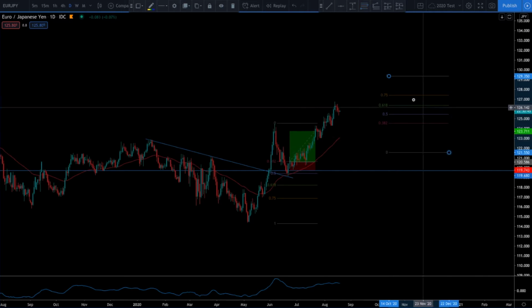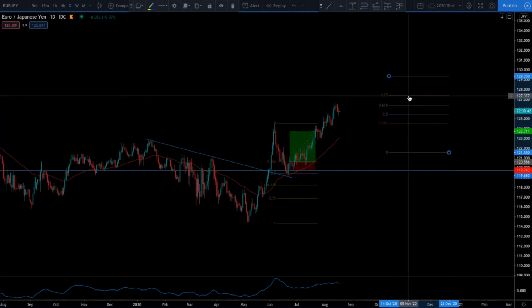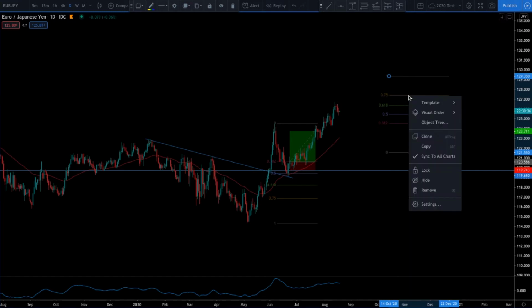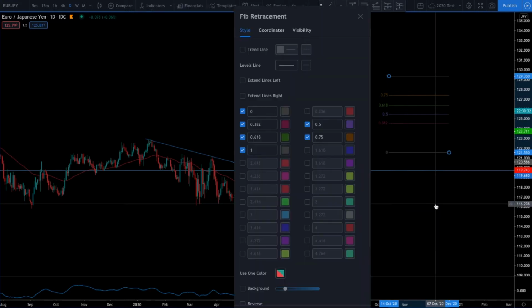And the Fibonacci sequence is a pattern of numbers. It occurs in nature, and a European mathematician came up with it hundreds of years ago. And the numbers I use are the 0.382, 0.618, 0.5, and 0.715.